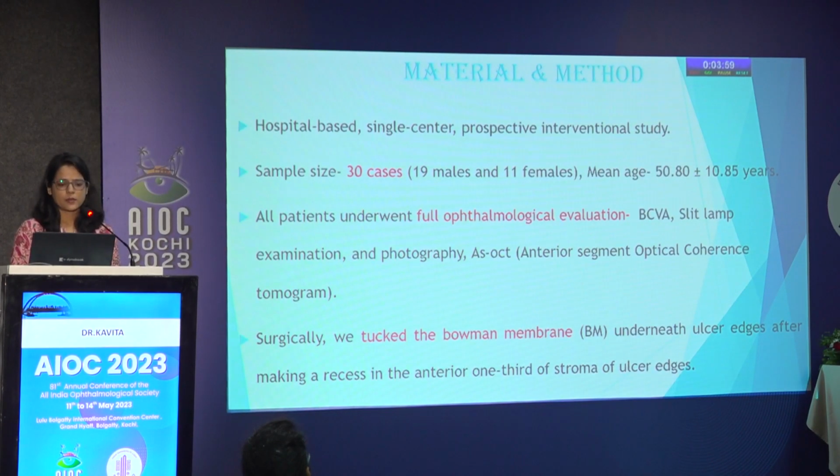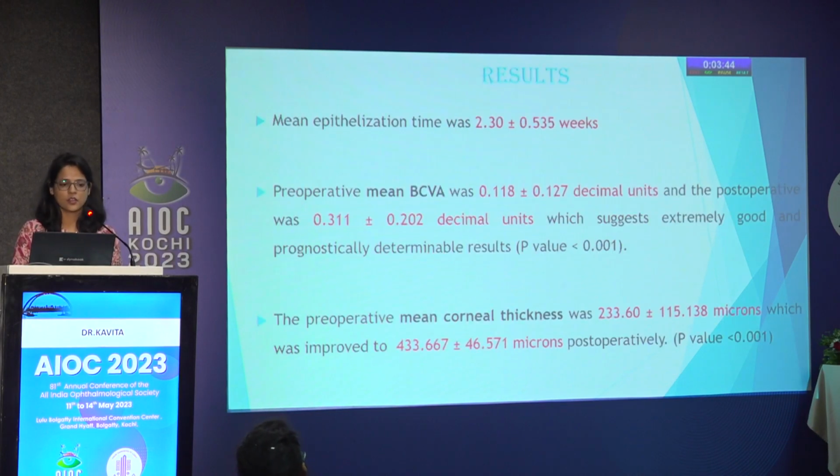Our study is a hospital-based, single-center, prospective interventional study. Sample size is 30 cases. All patients underwent full ophthalmological evaluation. Surgically, we tucked the Bowman's membrane underneath the ulcer edges after making a recess in the anterior 1/3 of the stroma of the ulcer edges. The mean epithelialization time was about 2.3 weeks.